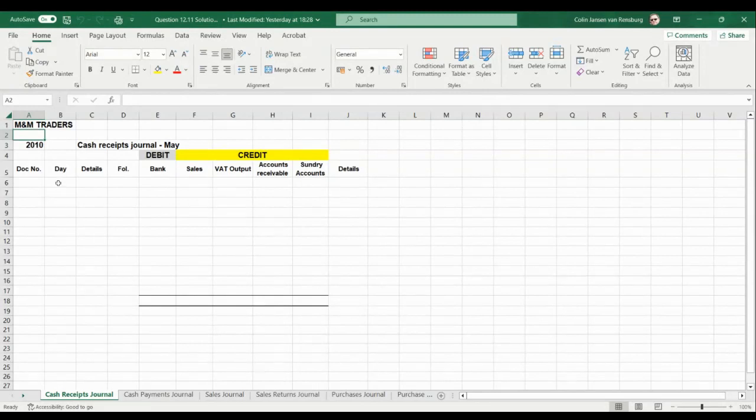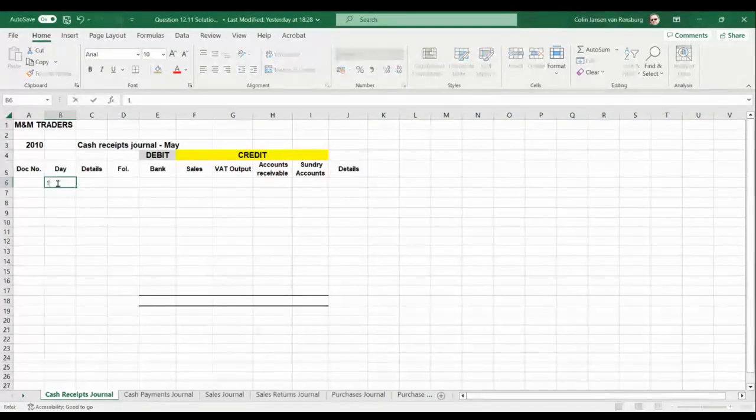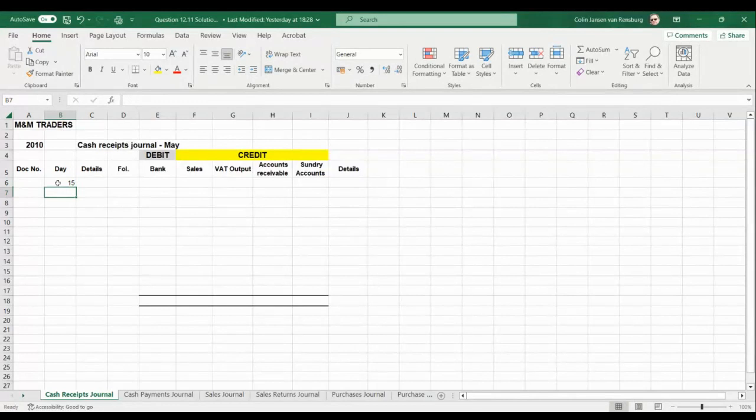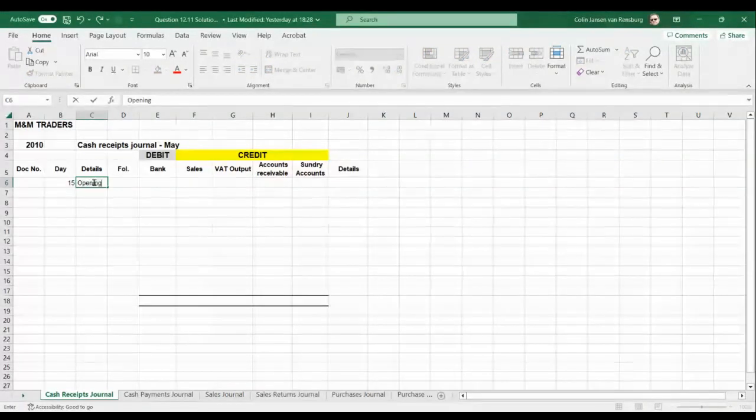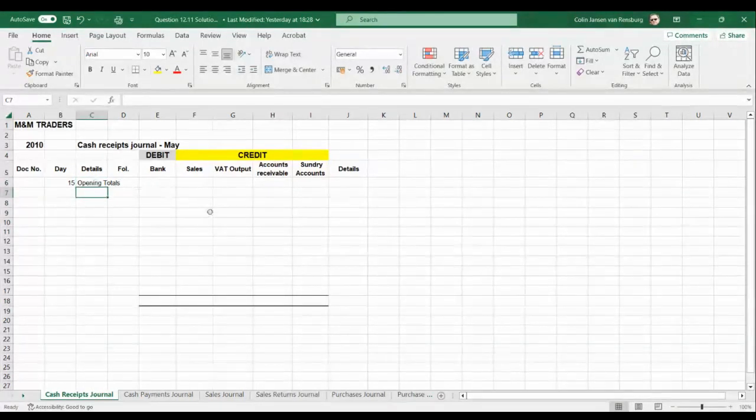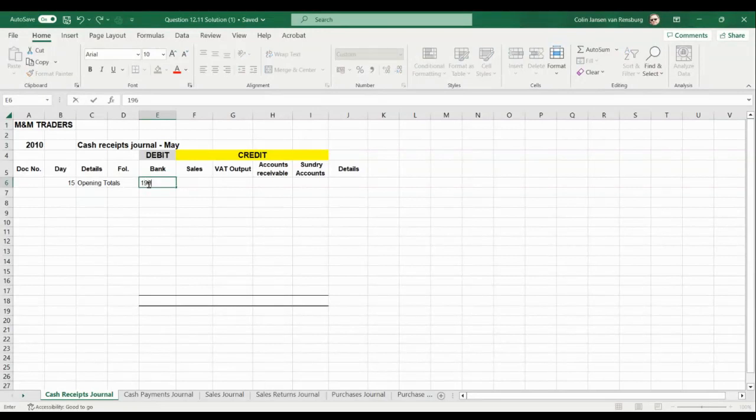Right. So let us now just say this was on the 15th. I know this is now a little bit of a thumbsuck. We'll just say this is our balance or totals. Let's call it opening totals. Our opening totals. Right, so let us now go and have a look, ladies and gentlemen. This is the cash receipts journal. So what is our opening total for bank? Our opening total for bank is 196.